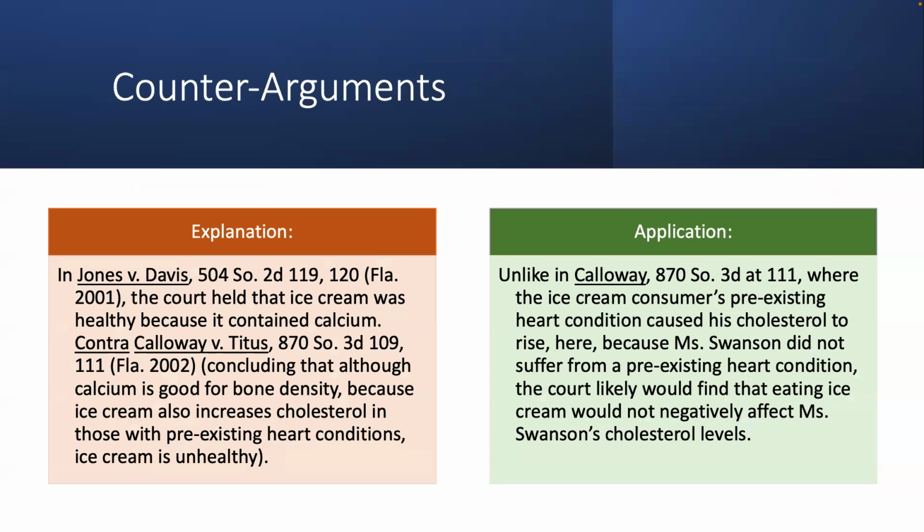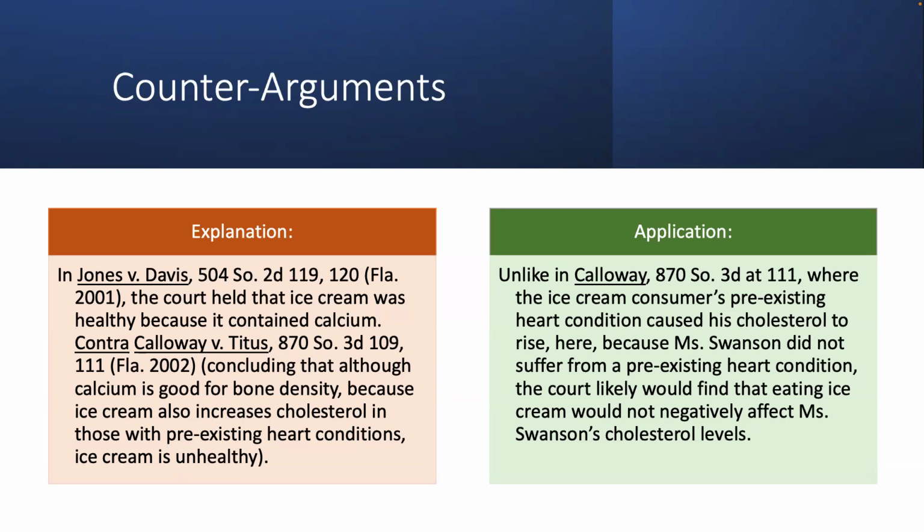So outside of your case, totally different fact pattern. "In Jones v. Davis, the court held that ice cream was healthy because it contained calcium. Contra Callaway v. Titus (concluding that although calcium is good for bone density, because ice cream also increases cholesterol in those with pre-existing heart conditions, ice cream is unhealthy)." Now here you have a contra, which of course indicates that there was a case that decided the other way.